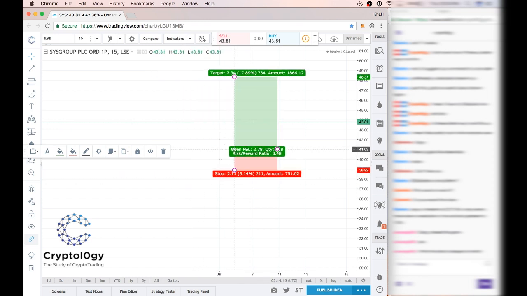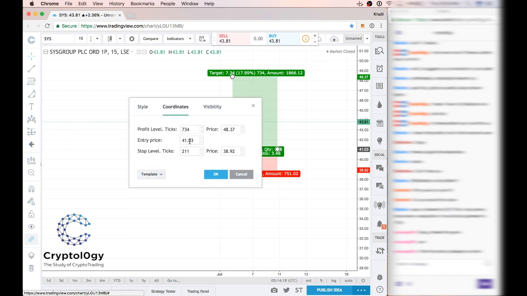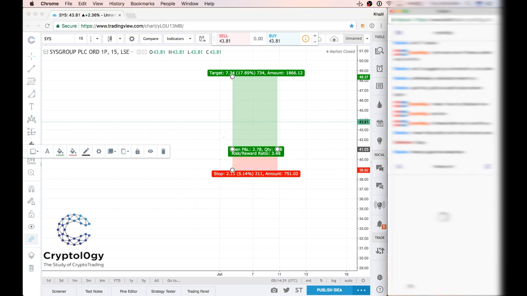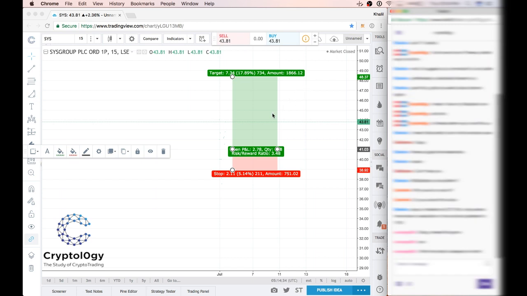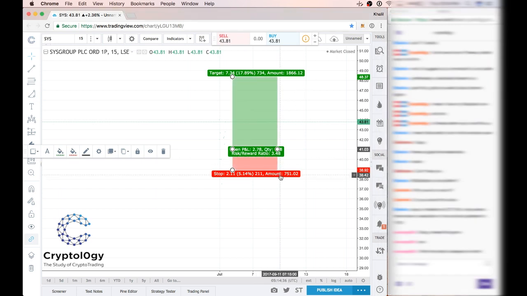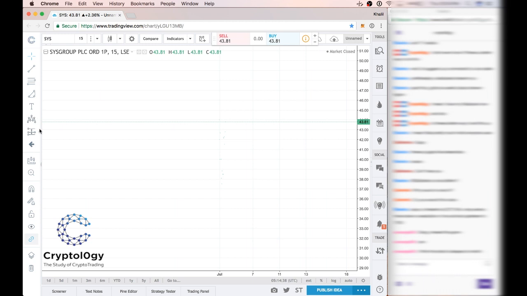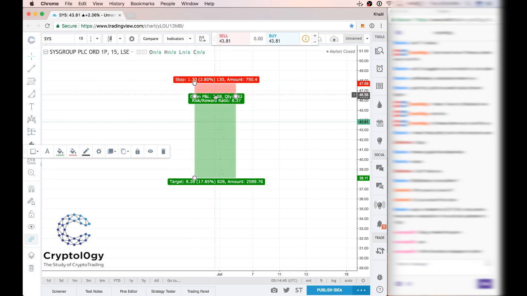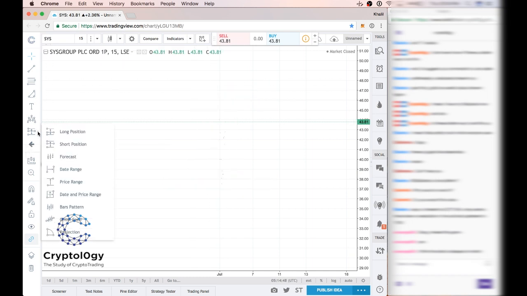So you can adjust these as well by going to coordinates and saying your entry price, your profit level, where you want to take profit, and then your stop loss, and it will calculate the percentages. I use this sometimes. You guys see on my charts. And same thing with short, it just does it backwards, but I never short.